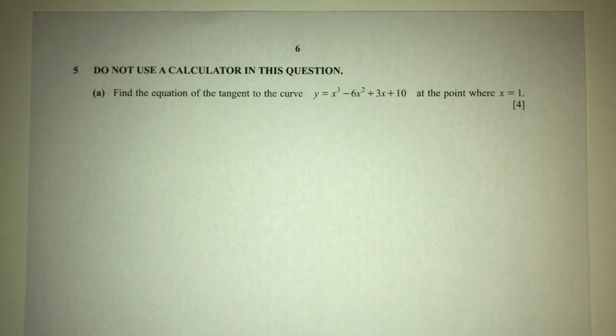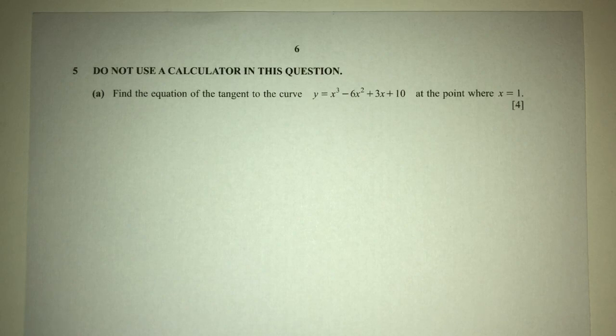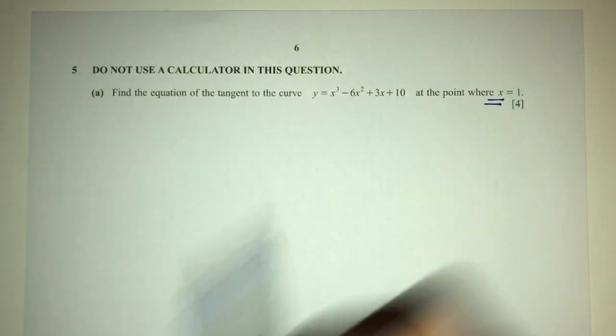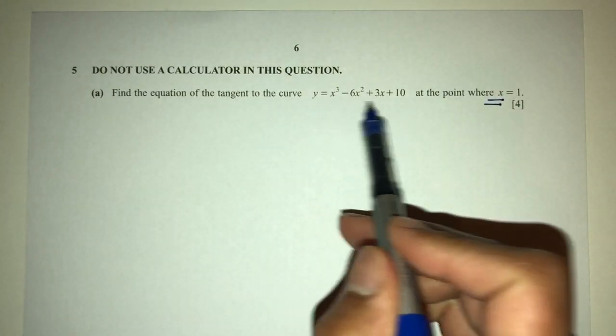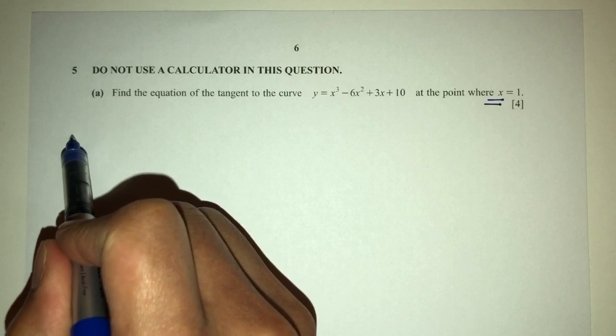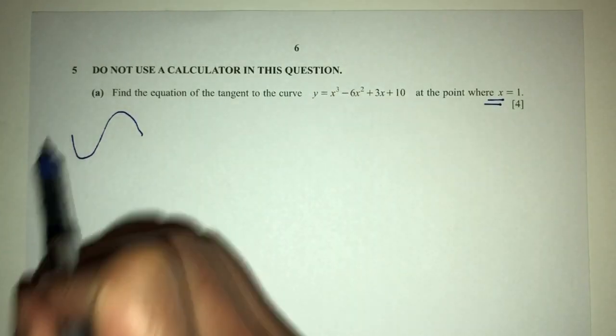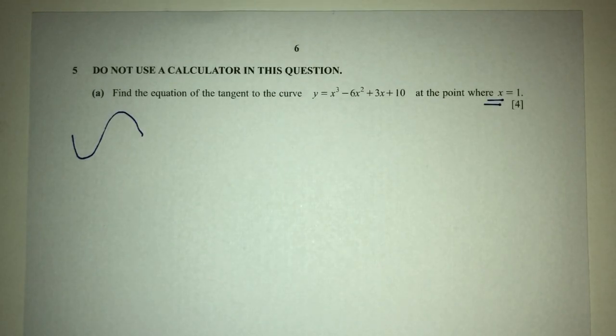Let's move on to question number 5. So do not use a calculator, so you have to show every step of your work. So part 1, find the equation of the tangent to the curve at the point where x equals this. So for example, here you can see the curve has a shape somewhat like this. But because it is a cubic curve, you will have two stationary points. Okay, so now we have to find the equation of the tangent.